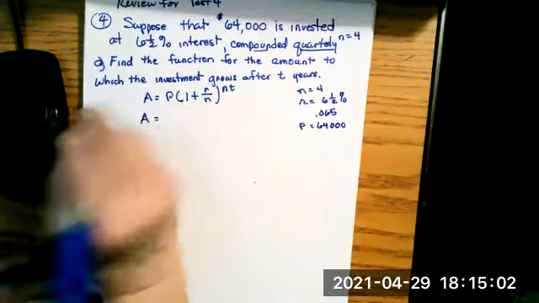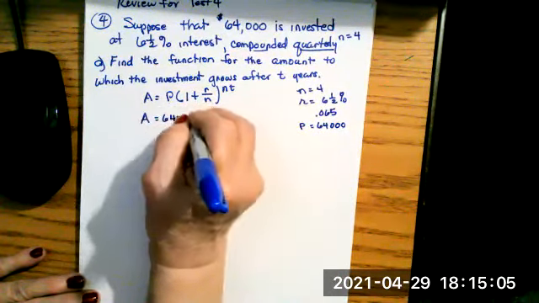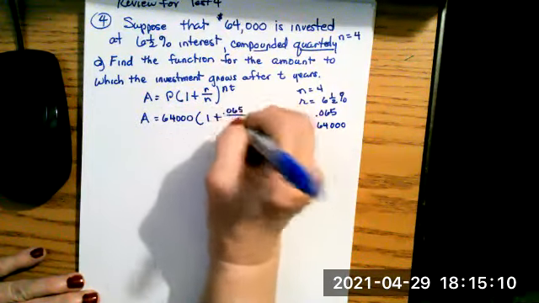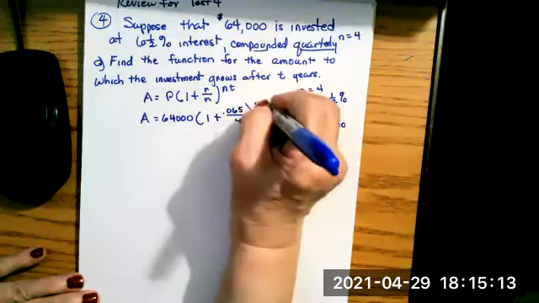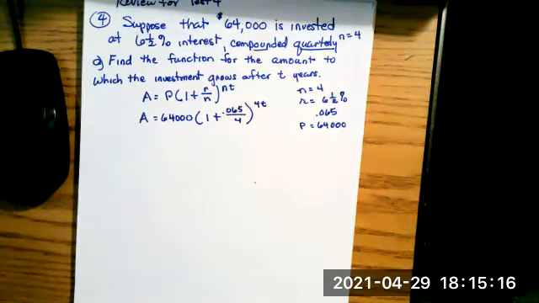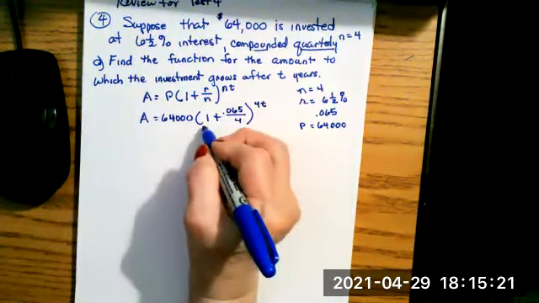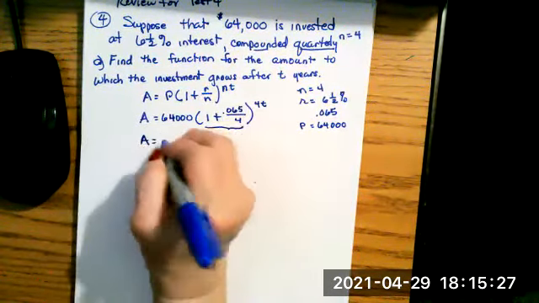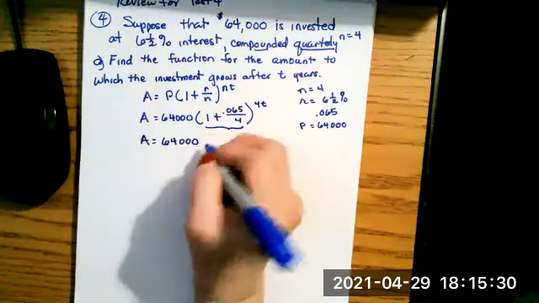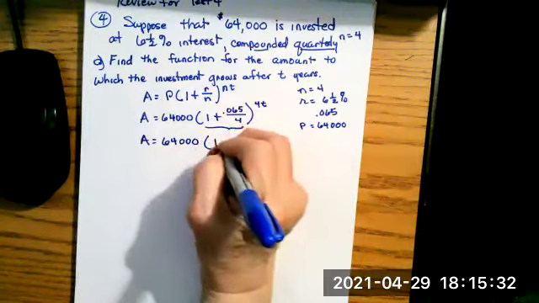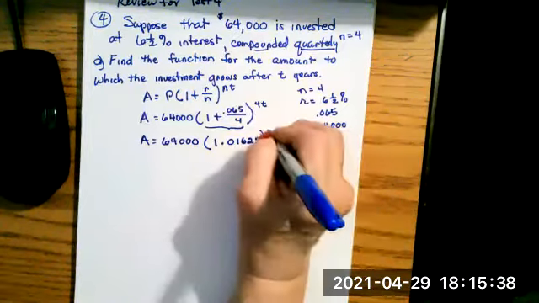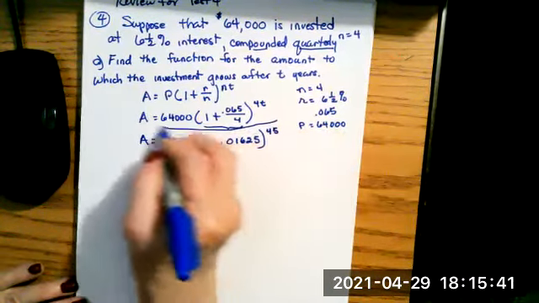So I'm going to put A equals 64,000 times 1 plus 0.065 over 4 to the 4t is the way that's going to look. Okay. Now they want you to actually figure out what this is inside here. So you end up putting it into your little box as 1.01625 to the 4t. That is actually the answer they want you to put in.